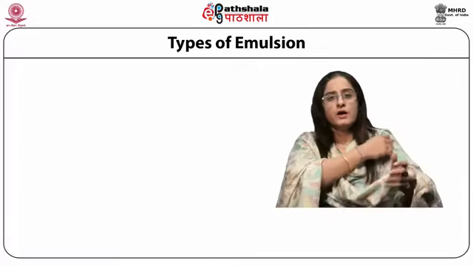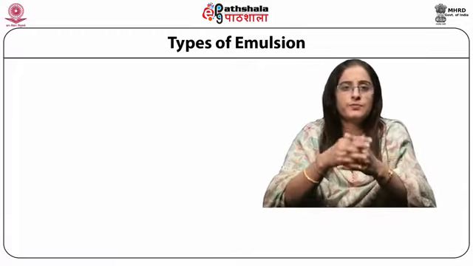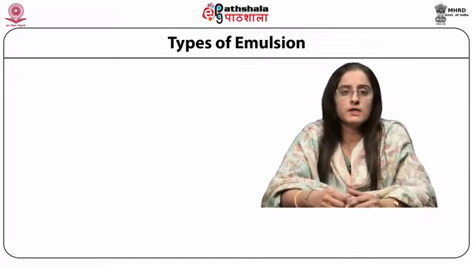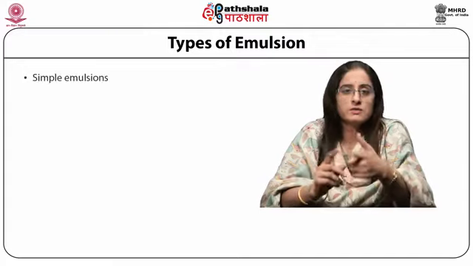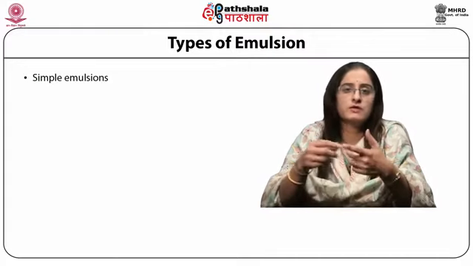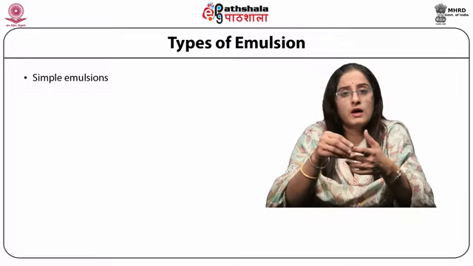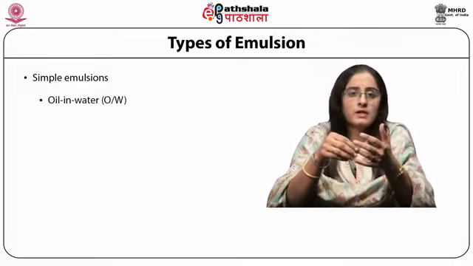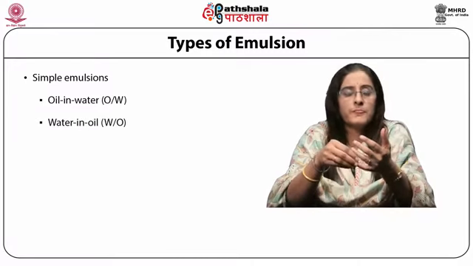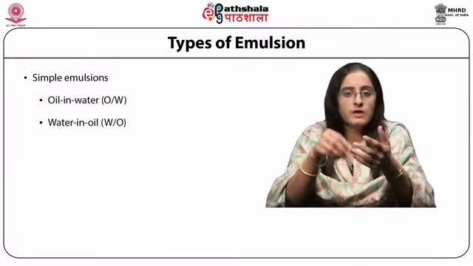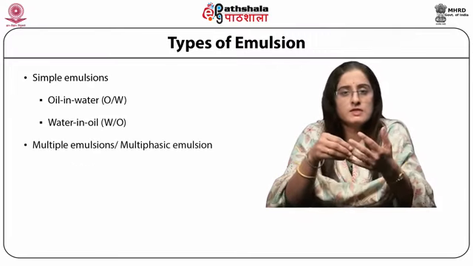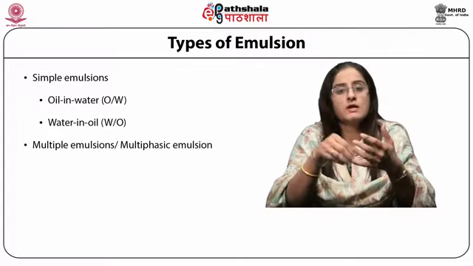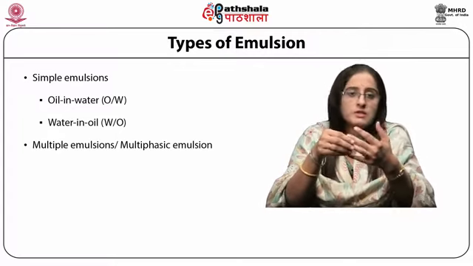So let us see what the types of emulsion systems are. Basically, emulsion systems are generally divided into four types. First is simple emulsions. They are also known as conventional emulsions, and they are again of two types: oil in water and water in oil emulsions. The second emulsion system is the multiple emulsion system or multiphasic system, sometimes also known as complex emulsion systems, or sometimes called a liquid membrane system.